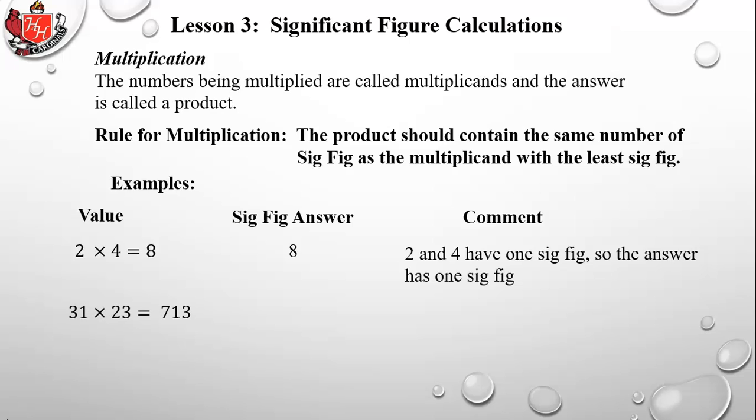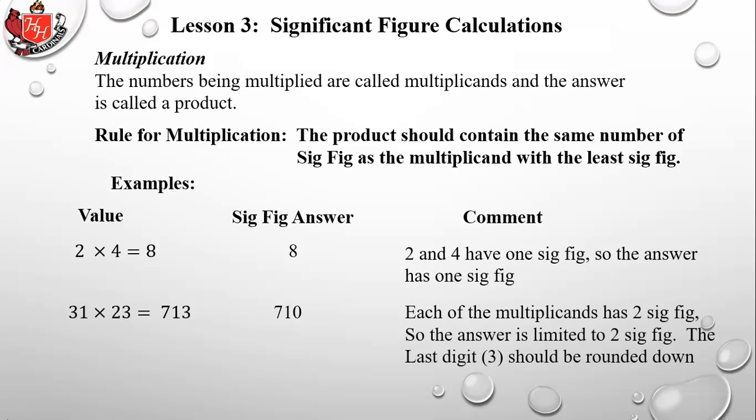How about 31 times 23? If you do that on your calculator, you will get 713. What should be your significant figure answer? Think about it, pause, and now we'll continue. 710. Okay, why is that? Each of the multiplicands has 2 significant figures, so the answer is limited to 2 significant figures. So that third digit, the 3, should be rounded, and in this case a 3 would be rounded back down. The last significant figure is the 1, and it's going to stay at 1.